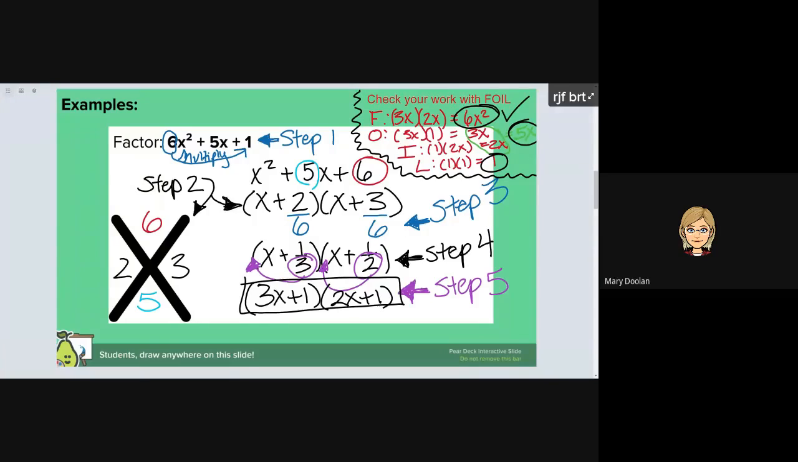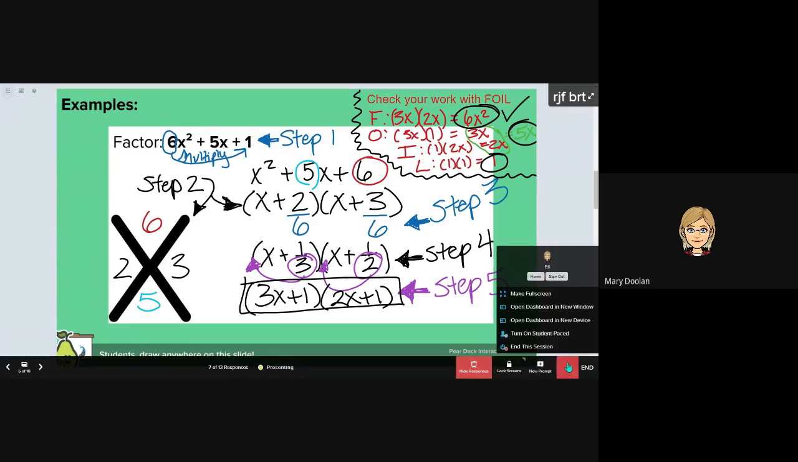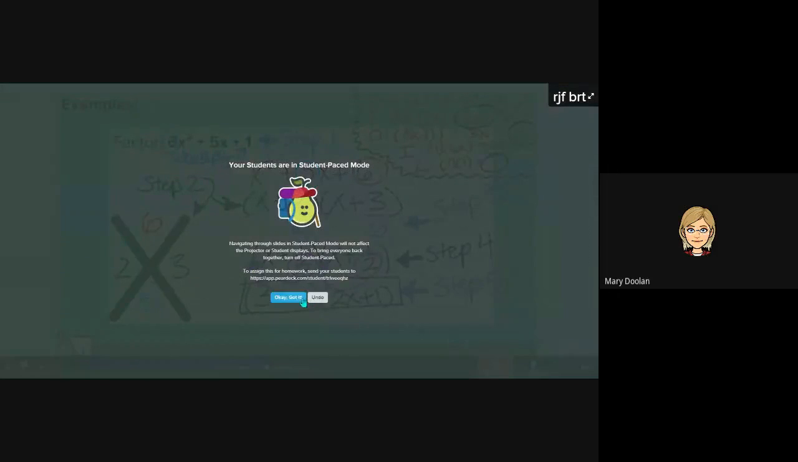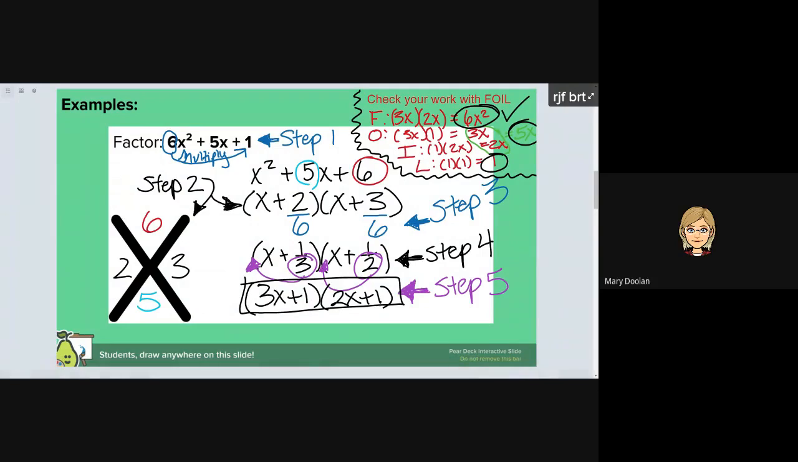So there's a lot going on with these problems, but if you follow the steps, it'll work out. Okay, so I do have one for you to try now. I am going to put you on student pace mode. And if you want to go back and watch that video again and see some more examples worked out, or you want me to answer any questions, do that.